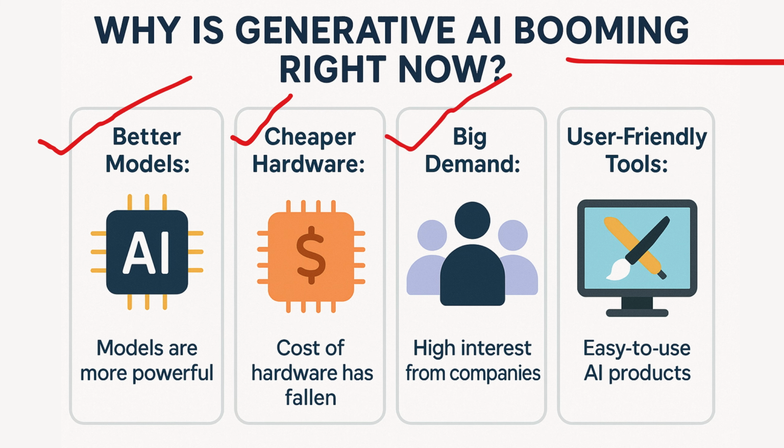Three, big demand. Businesses and creators need content, blogs, videos, graphics, fast. Generative AI helps scale creativity like never before. Four, user-friendly tools. You don't need to be a data scientist anymore. With platforms like ChatGPT and Canva AI, anyone can start using it, even a student or a small business owner. So in a nutshell, generative AI is like giving machines the power to imagine and create, not just respond. Whether it's writing a love letter, designing a t-shirt, composing music, or creating a video, it's all happening right now with the help of AI.